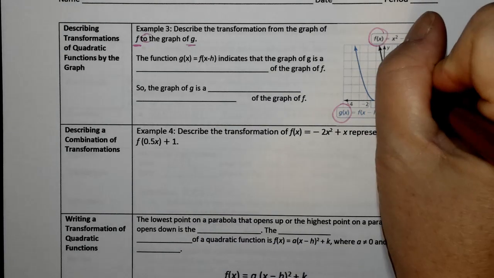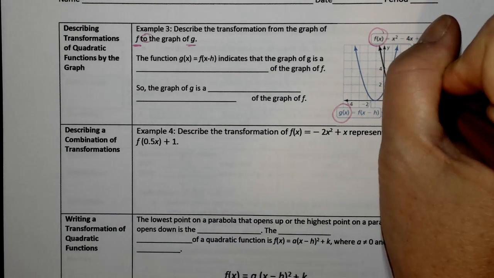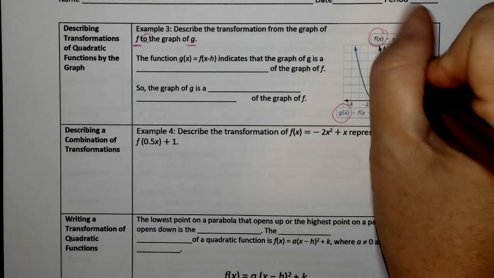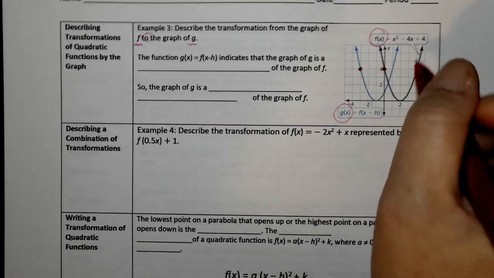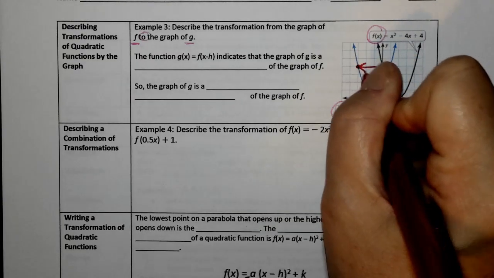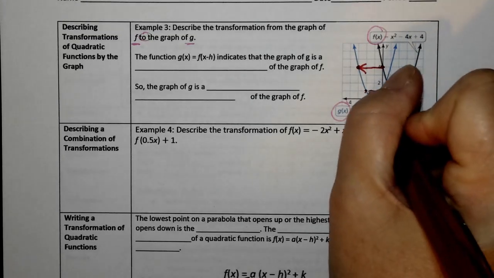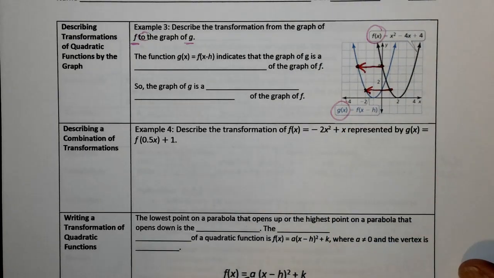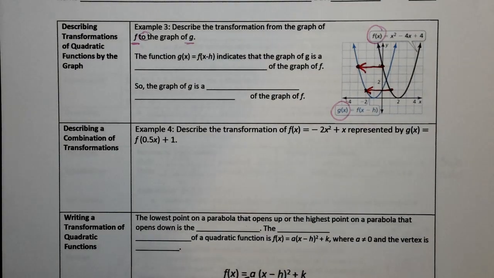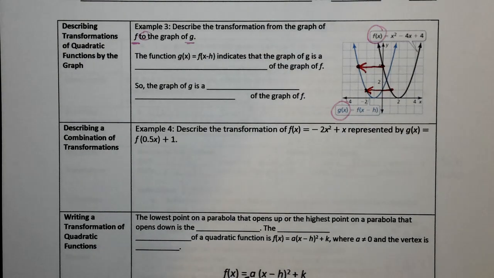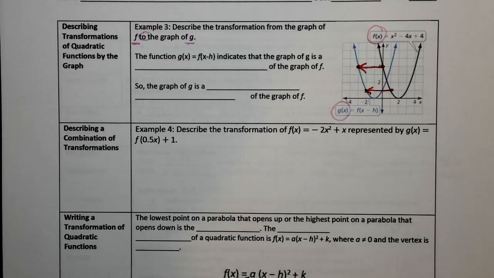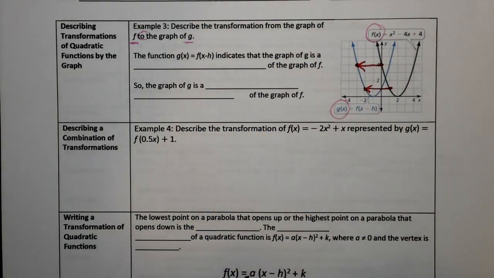So let's look for 2 points that we could visually see are the same. All right, so for example, this left side of the black graph, the left side of the blue graph. So we see that it is moving this direction. Again, we can see a point here and a point here, and it is moving from black to blue, so it is going to the left. So the function g of x equals f of x minus h indicates that the graph of g is a horizontal translation of the graph of f. So the graph of g is a translation 3 units left of the graph of f.